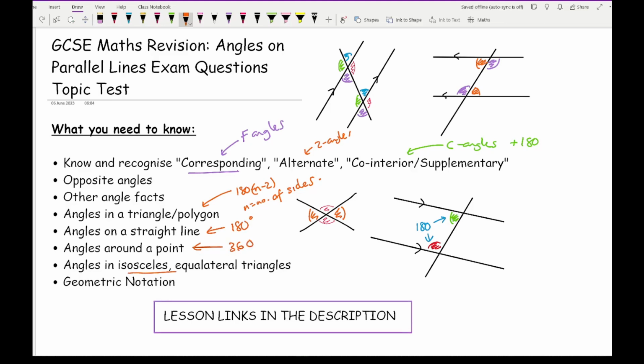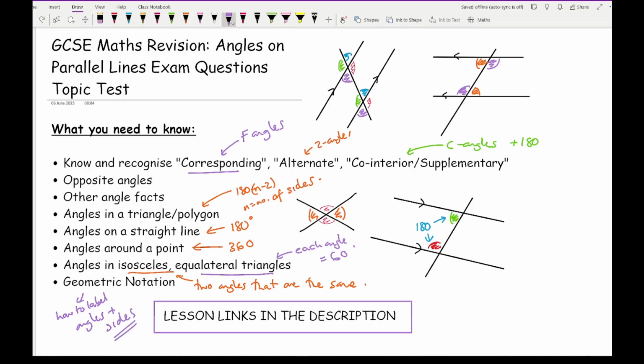Angles inside isosceles triangles, where you've got two angles that are the same, and equilateral triangles, where each angle is 60 degrees. You also need to know geometric notation, so know how to label angles and how to label sides as well. That'll definitely come in handy when explaining your answer.